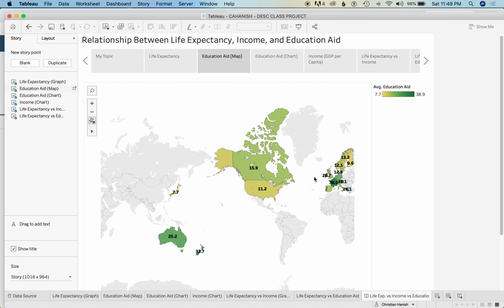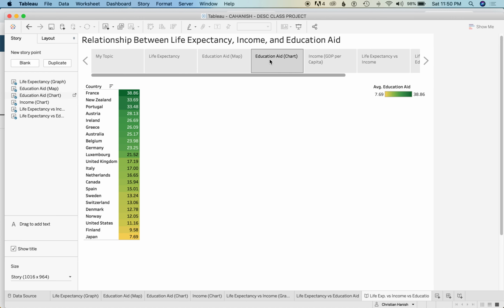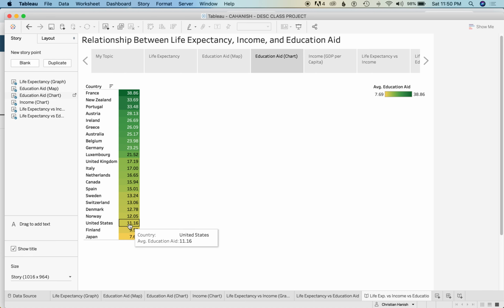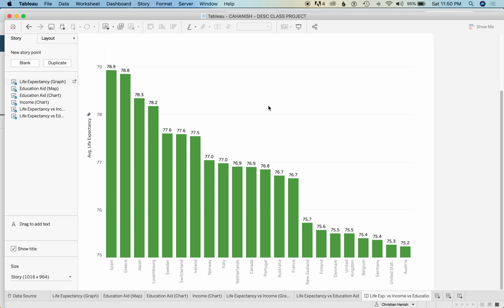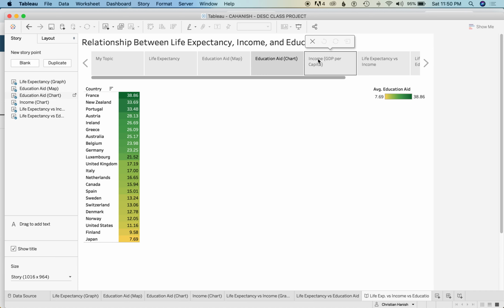So looking at that there doesn't seem to be a great correlation between education and life expectancy from those two visuals, but let's keep going. Same thing here. Let's take a look at education aid again, but this time in terms of a chart. So as we can see, France is actually first in terms of percent of aid invested in education, just under 39%, whereas the United States is third last, just around 11. So that is consistent with life expectancy, but for other countries like France, inconsistent so far. So we're going to keep going.